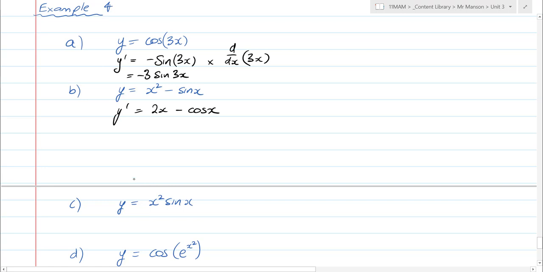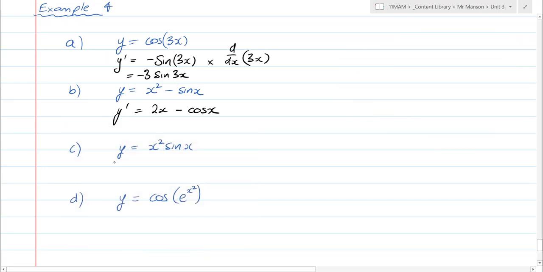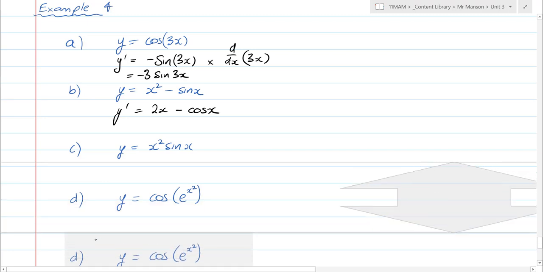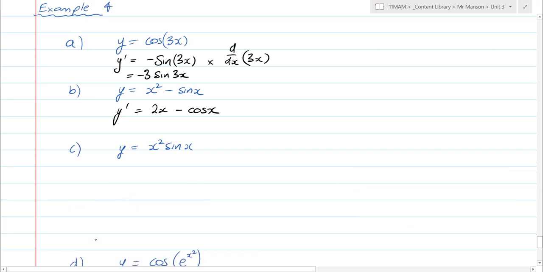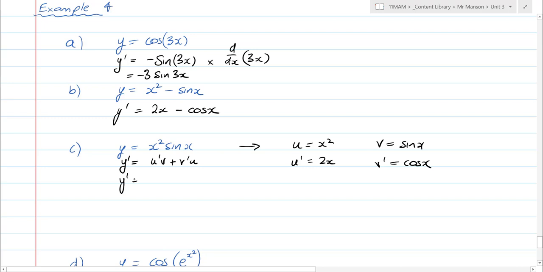Okay. If y equals x squared times sine x, that's now a product rule question. And we get u equals x squared, u dash equals 2x, v equals sine x, v dash equals cos x, and y dash is equal to u dash v plus v dash u. So y dash equals 2x sine x plus x squared cos x. We can take an x out as a common factor: x(2 sine x plus x cos x).